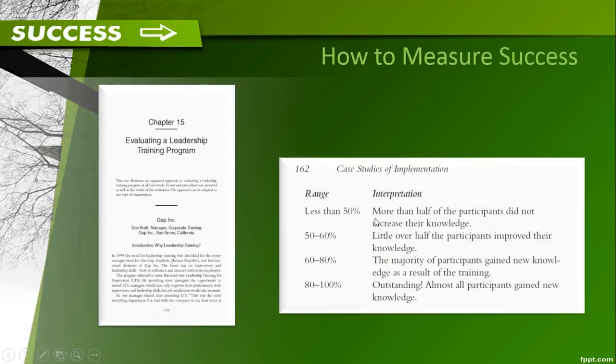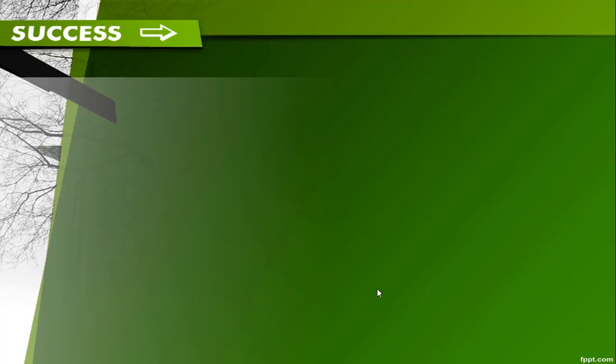So once you do this exercise, then you decide, well, I need my audience to perform at the 80% level of accuracy, otherwise I'm not successful in this course. And that is one way that you can use to measure success in your future project designs.